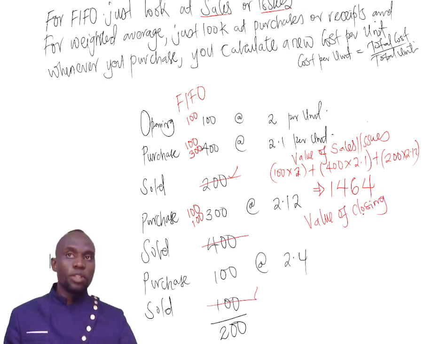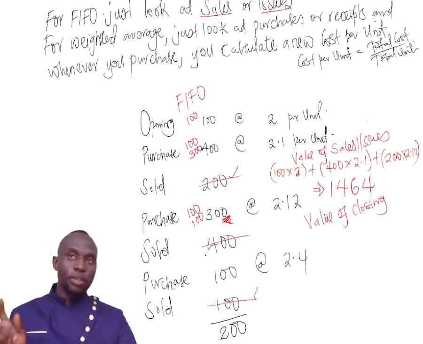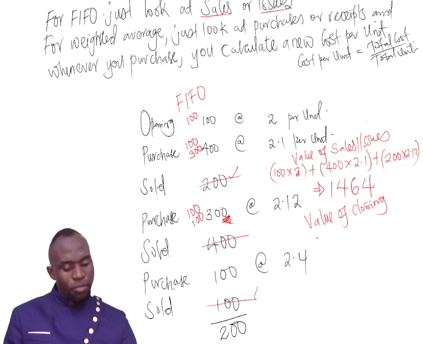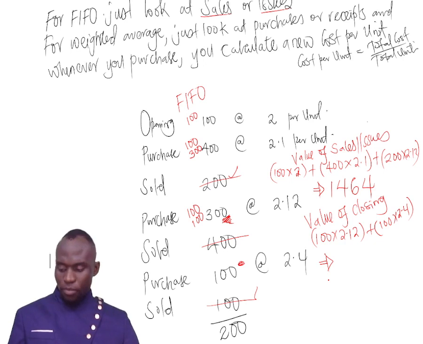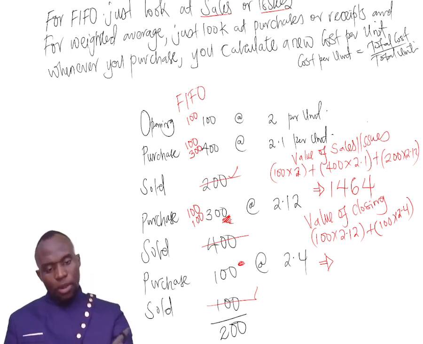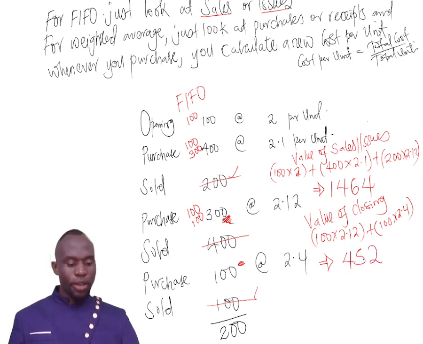Then if they want the value of closing, closing is what is left. So here we had a total of 300, but we've only given out 200. So we have a balance of 100 at 2.12. Then plus this last purchase, we've not touched it. It is 100 times 2.4. So the total is going to be 452. So that is FIFO method.